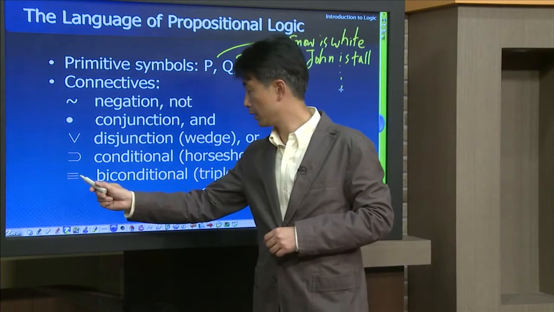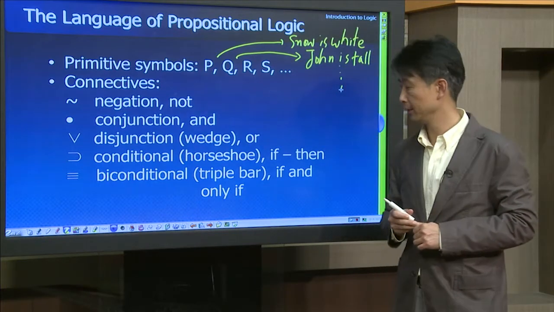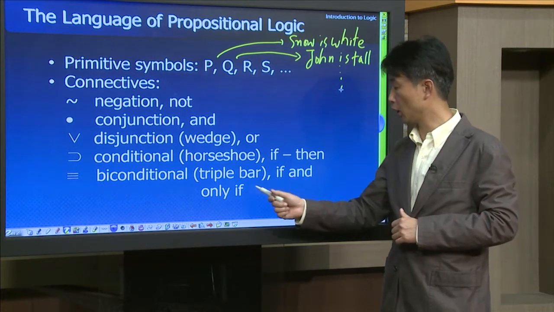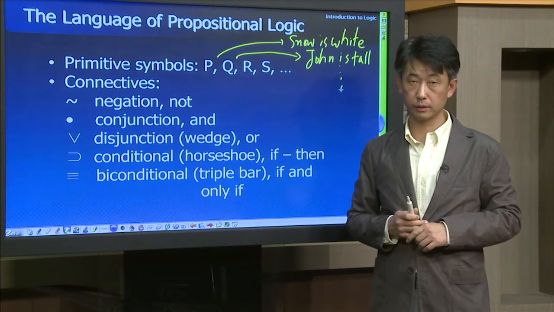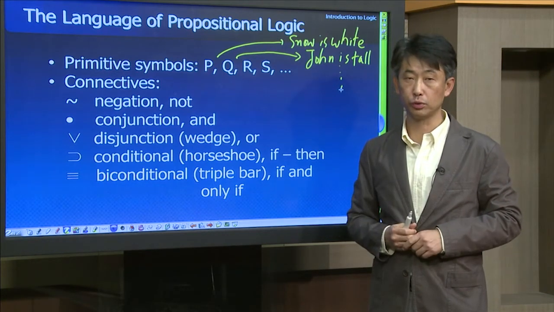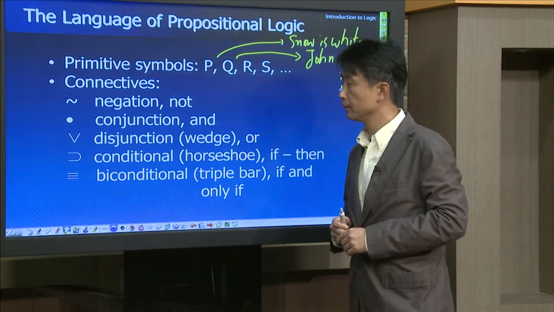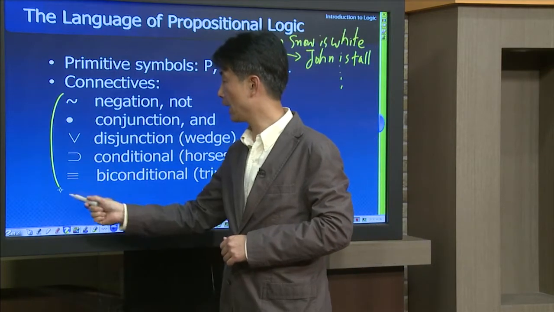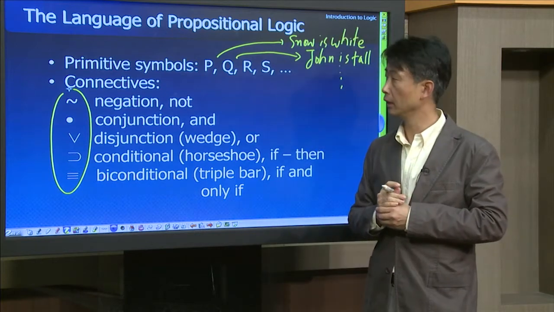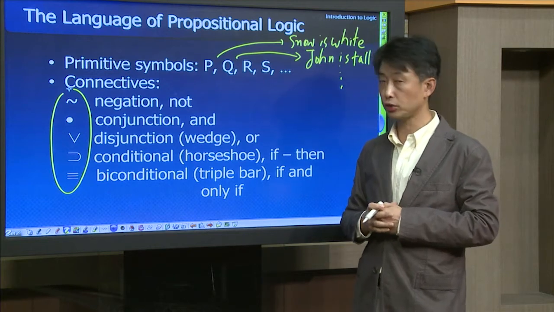Finally, there is triple bar. It's called biconditional sign, triple bar, and it symbolizes if and only if in English. Okay? It specifies the necessary and sufficient condition. So we have primitive symbols and these 5 connectives to connect those primitive symbols. Okay? And these are the only symbols that we are going to need in the language of propositional logic. Okay?